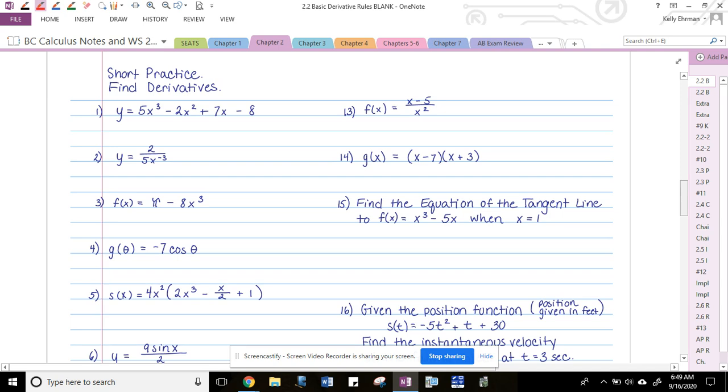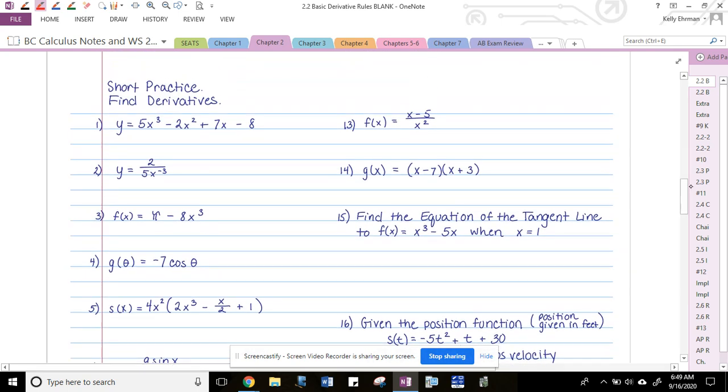So here's some practice. If you want to pause your screen and then go through and check my answers, you can. I am going to talk through them though. So working on this first problem, I'm going to find dy dx. Should be 15x squared minus 4x plus 7, and the minus 8 derivative is 0.